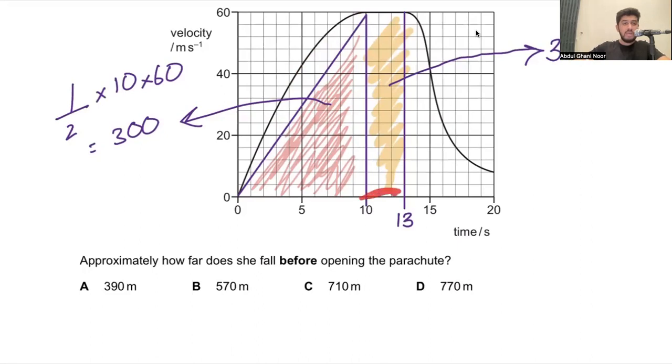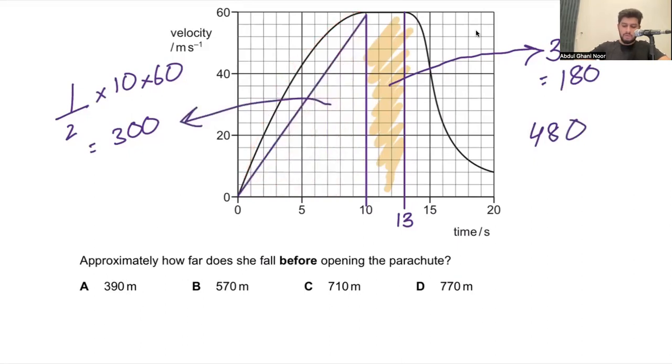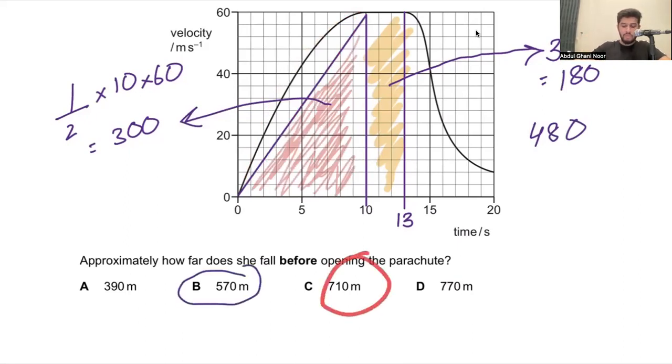यहां से हमारे पास 3 आ गया, यहां से हमारे पास 60 आ गया, तो ये मेरे पास 180 हो गया. So I know the sum of the two is 480, but I also know I'm missing out this part here. And this part would result in the answer being equal to 570 meters. क्योंकि 710 meters तो बहुत ज्यादा हो जाता है.